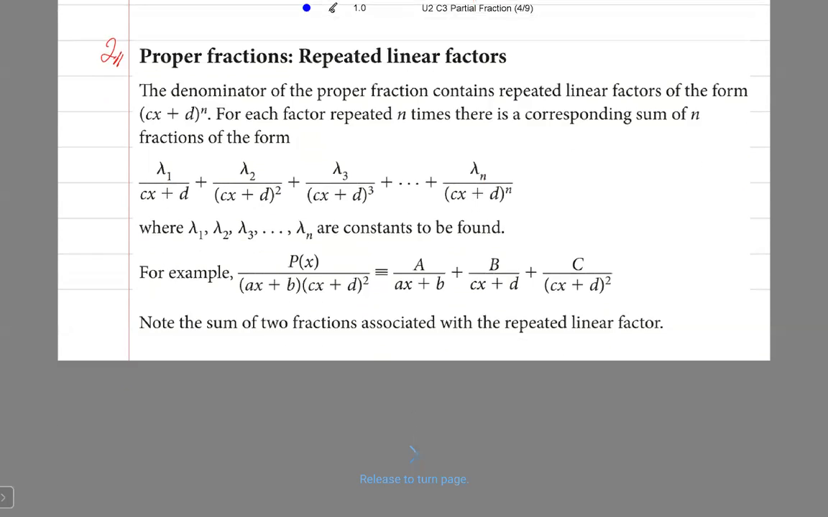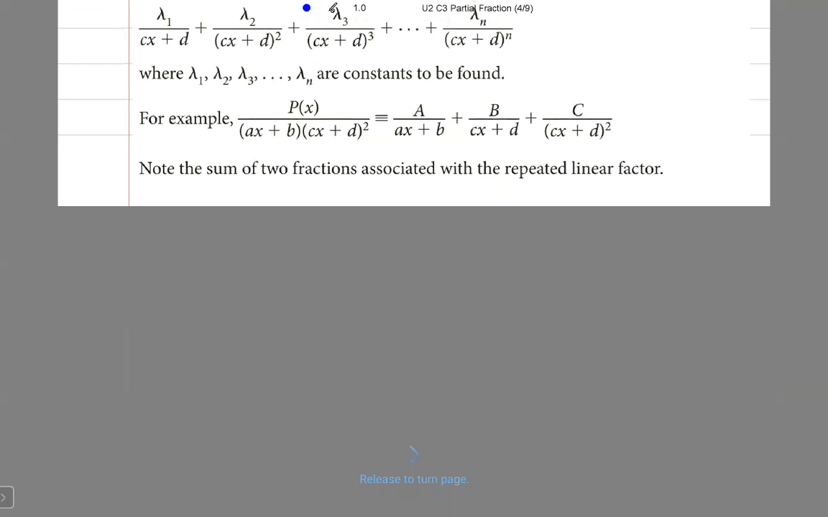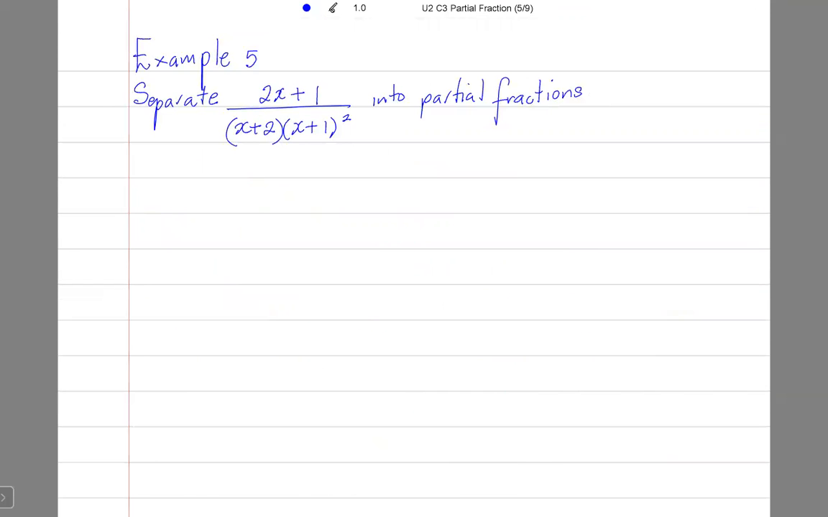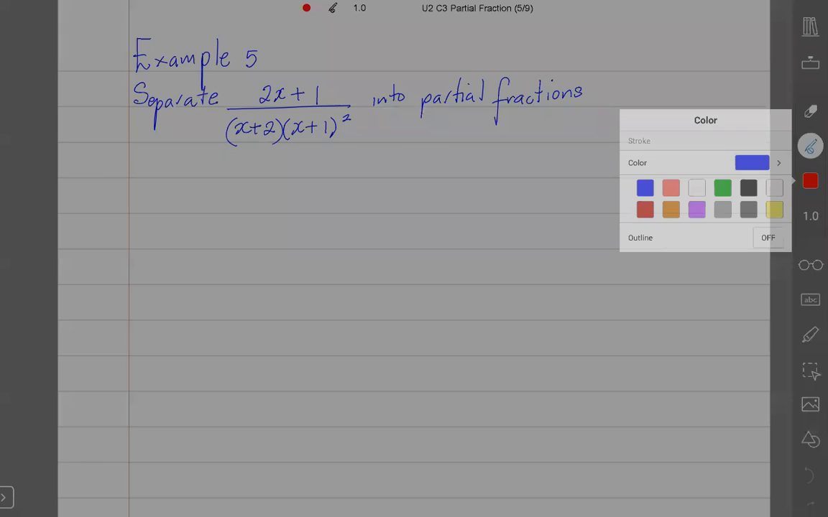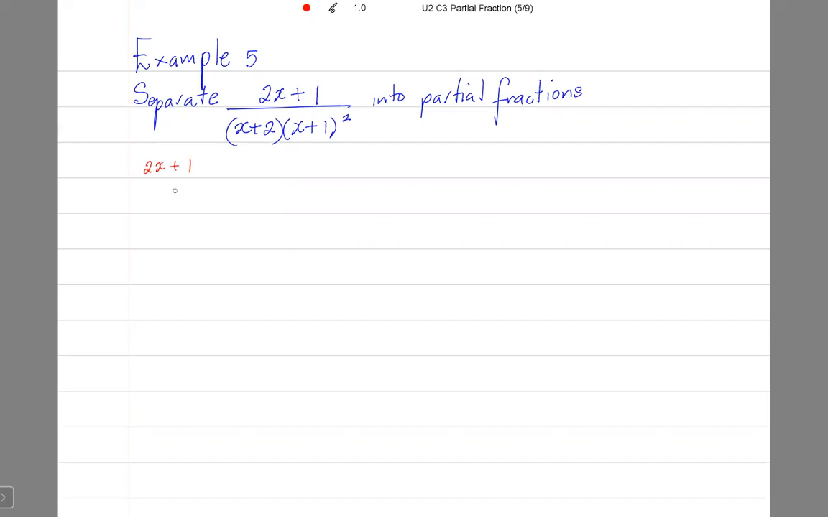All right, I'm going to do example 5. Example 5 says separate 2x plus 1 over x plus 2 into x plus 1 squared into partial fractions. So what we have, I'm changing the ink back to red. We have 2x plus 1 over x plus 2 and our repeated linear factor, which is x plus 1 squared.